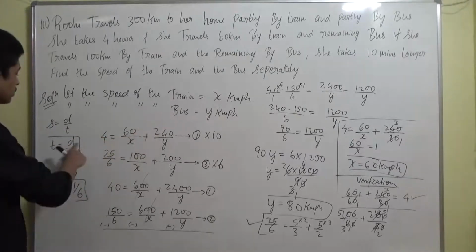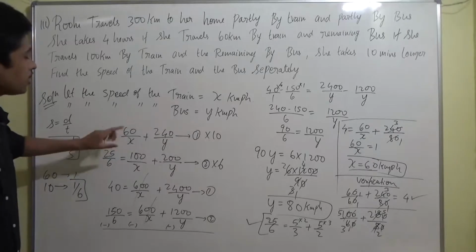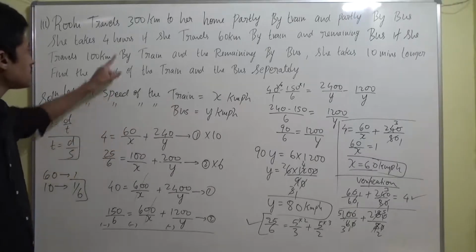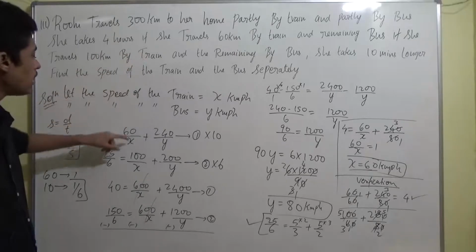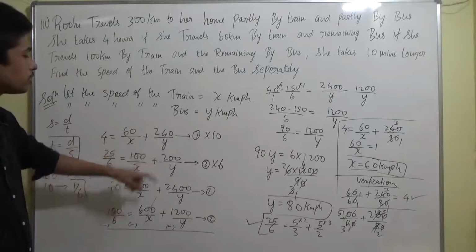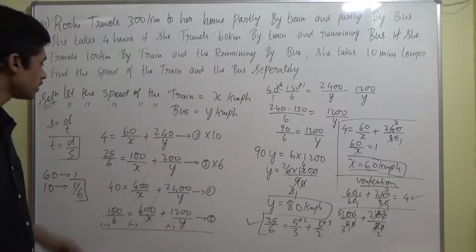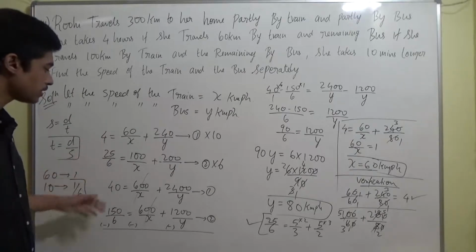So time is equal to distance by speed, right? So the time which she traveled in the train you get by distance by speed. Distance is 60 kilometers as they gave, and the speed is x kilometers per hour. And for the bus it is 240 kilometers she traveled, and the speed of the bus was y kilometers per hour. So this was equation 1, and this was equation 2.